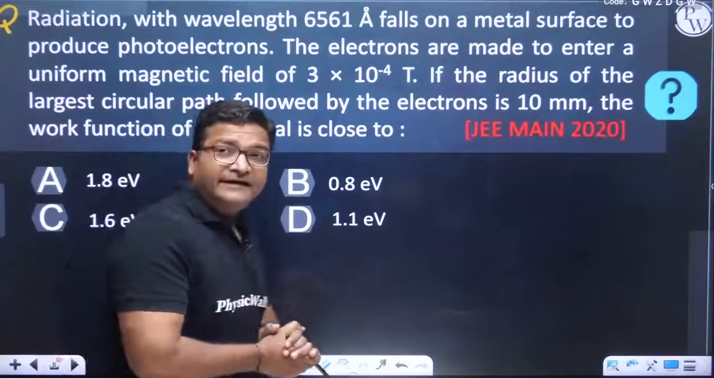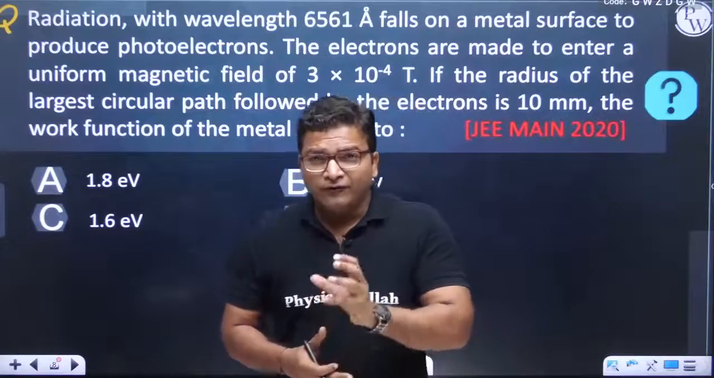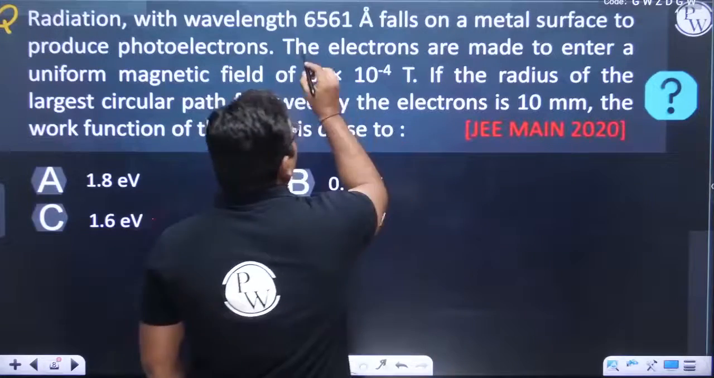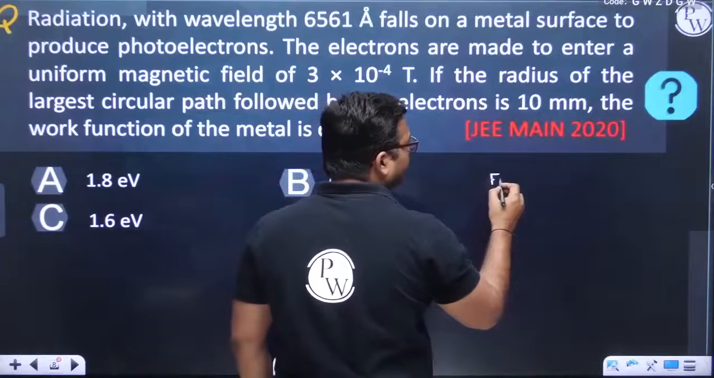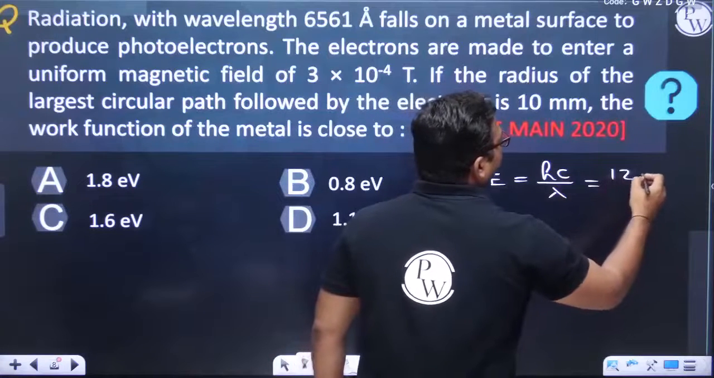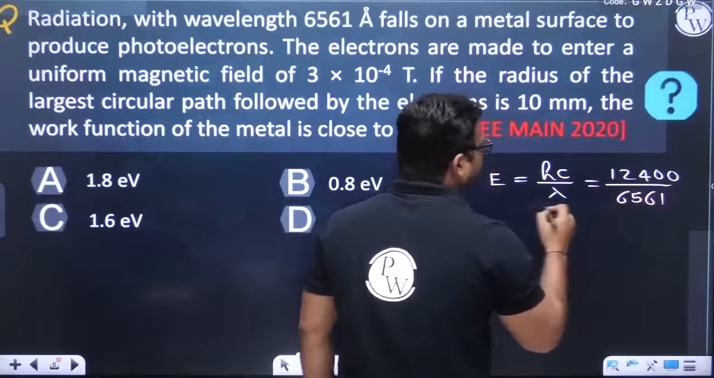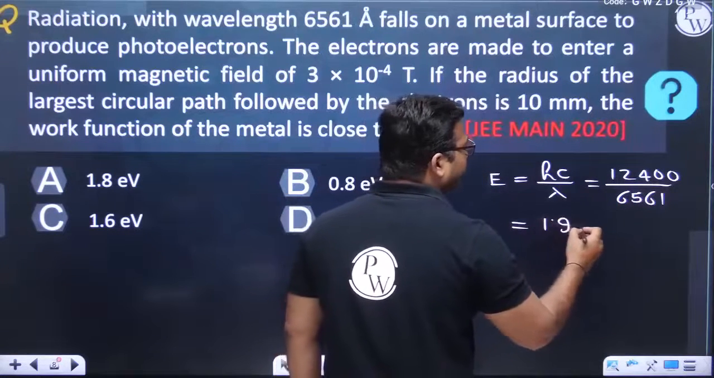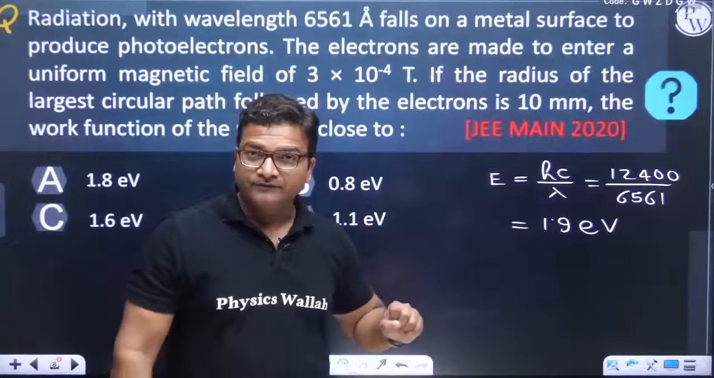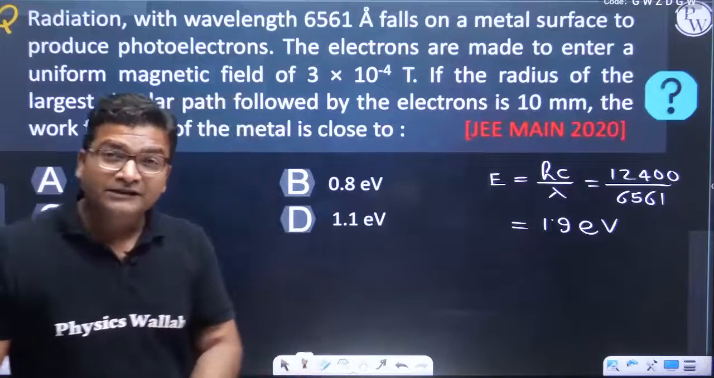Here we see radiations of wavelength 6561 angstrom fall on a metal surface to produce photoelectrons. As we have wavelength, the energy of photon is going to be hc by lambda, and as hc is 12,400 electron volt angstrom divided by 6561, this energy is very close to 1.9 electron volt. So this is the energy of photons, and when these photons are incident, the photoelectrons are emitted.